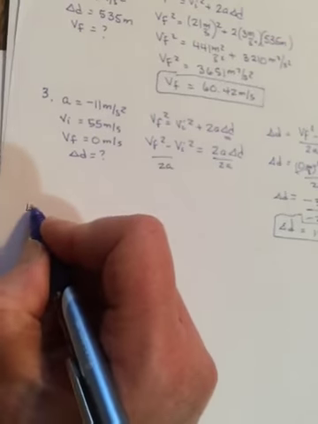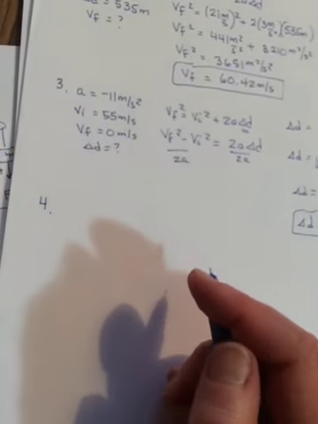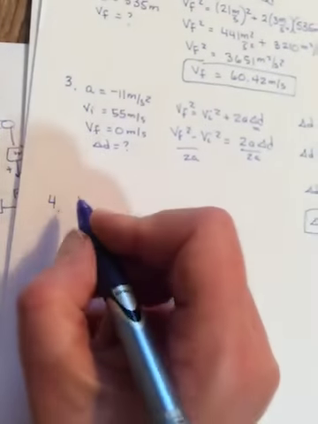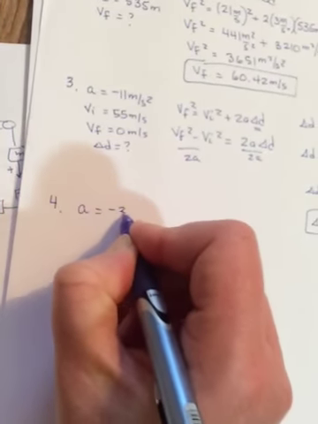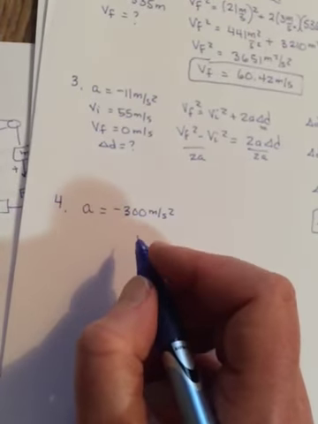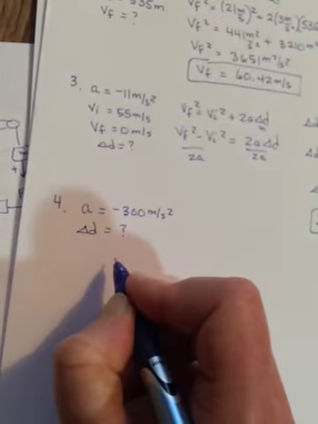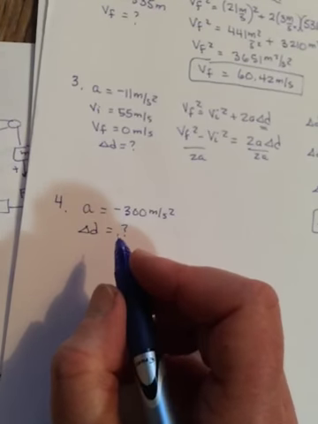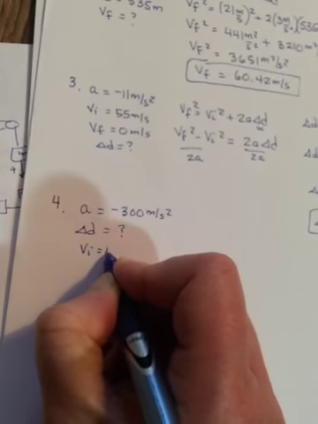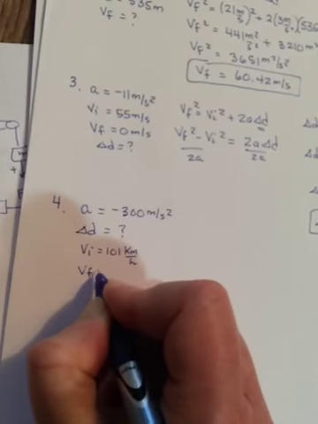Number 4 says, a person wearing a shoulder harness can survive a car crash if the acceleration is smaller than negative 300 meters per second squared. Assuming this constant acceleration, so 300 meters per second squared, how far will the front end collapse? How far? You're looking for a delta D. How far will the front end collapse if the car crashes going 101 kilometers per hour? So VI is 101 kilometers per hour, and we're assuming it's going to come to a stop.